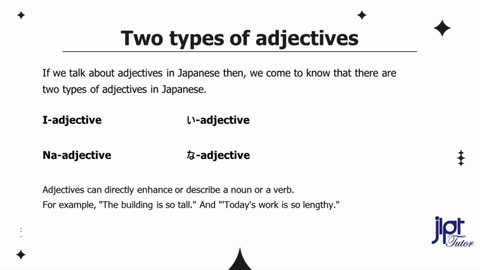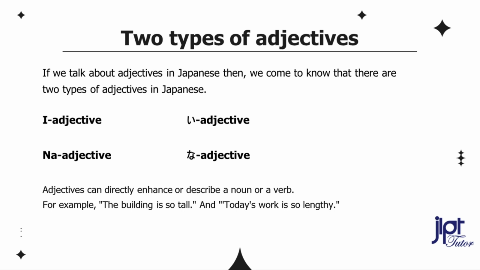Adjectives can directly enhance or describe a noun or verb. For example, the building is too tall, and today's work is so lengthy. If we talk about adjectives in Japanese, then we come to know that there are 2 types of adjectives in Japanese: i adjective, na adjective.